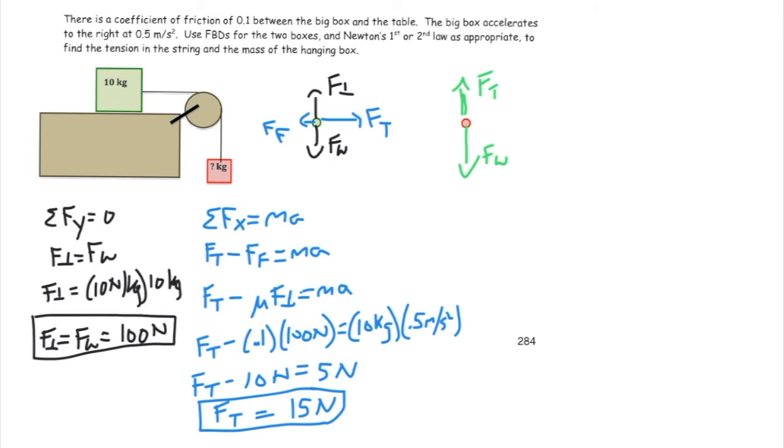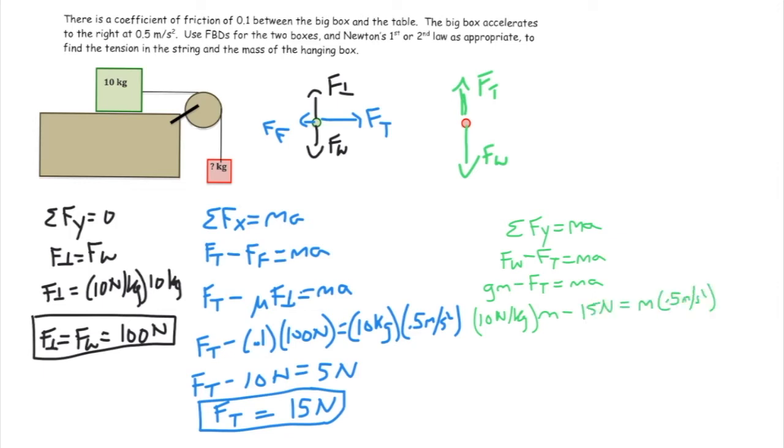I have one more problem to go, the vertical problem for the red block. The red block is accelerating down, so we'll use the second law. The weight minus the tension equals the mass times the acceleration. I can replace the weight of the block with gm. g is 10 newtons per kilogram, and I don't know m.